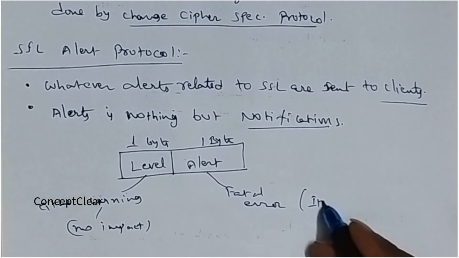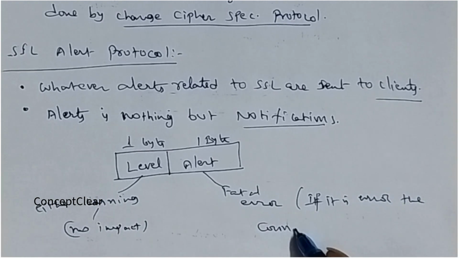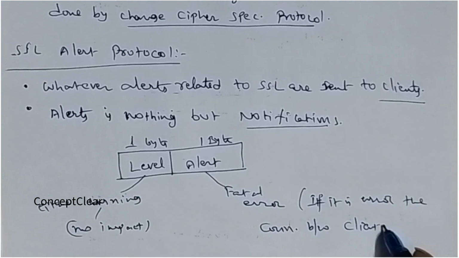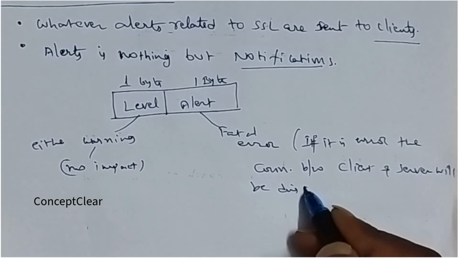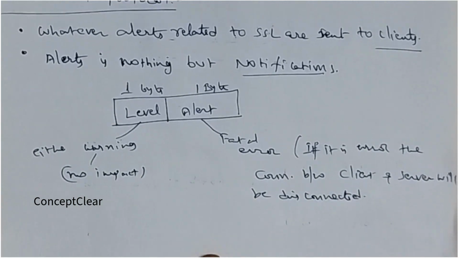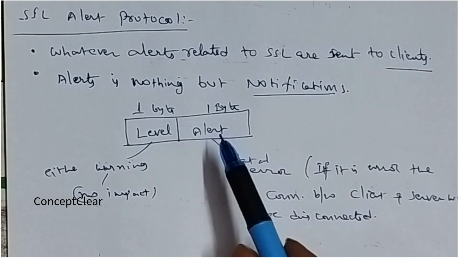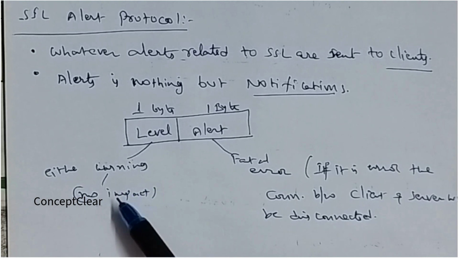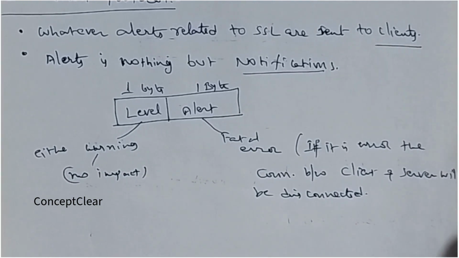It means if it is a fatal error, the connection between client and server will be disconnected. Okay, this is about the alert protocol. What is the SSL alert protocol? The alerts related to SSL are sent to the clients. The alert is nothing but notifications only. It contains two fields: the first one is the warning and the second one is the fatal error. Fatal error means the client and server connection will be disconnected. Warning means no impact.